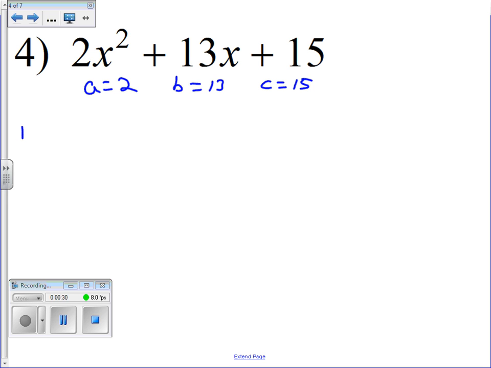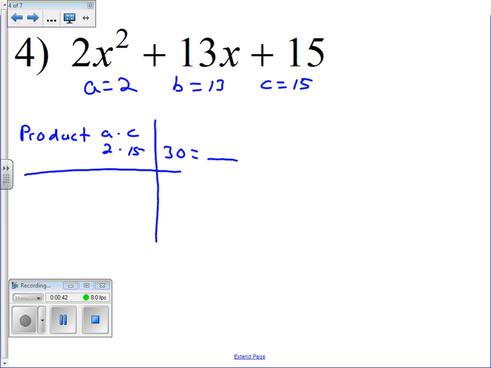So the product that I want is A times C, which is 2 times 15, which is 30. So two numbers that multiply to give me 30, but add to give me B, which is 13. So what are the factors of 30 that will give me 13?